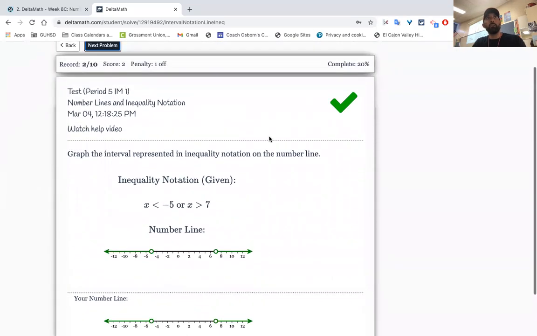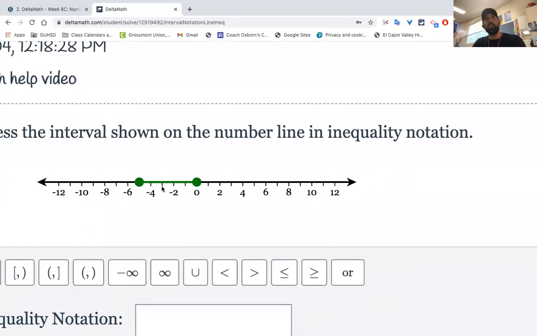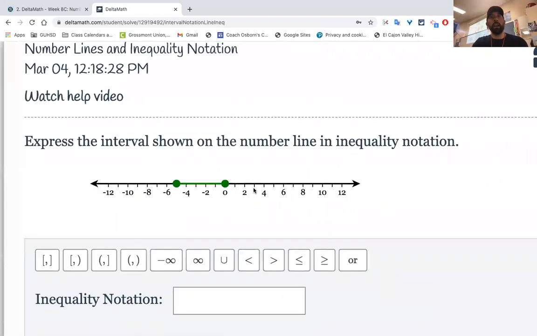Okay, let's go to the next one. All right, now again, they give you one. Now you're given a graph where the shading is in the middle. It's not going two separate ways. So now you're going to have one statement that all comes together.